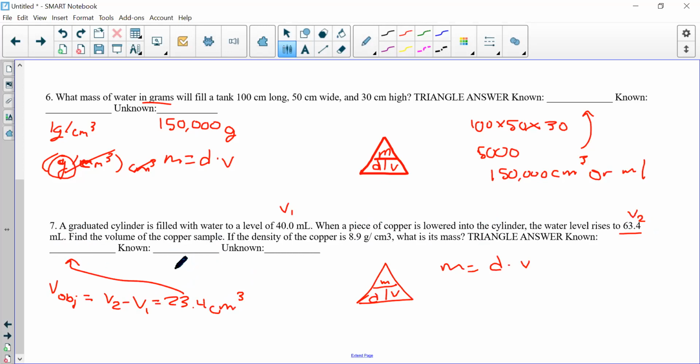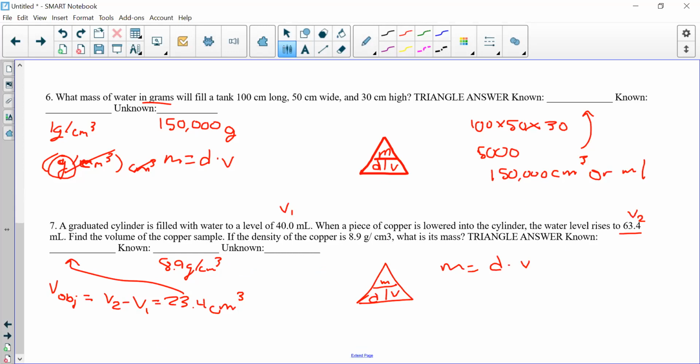It's also stated that it has a density of 8.9 grams per centimeter cubed. So, what are we going to do? How are we going to solve this? You're going to multiply the density by the volume. There we go. We're going to multiply density by volume. So that's going to be 23.4 multiplied by 8.9. And that's going to give us, I'm going to write that down.